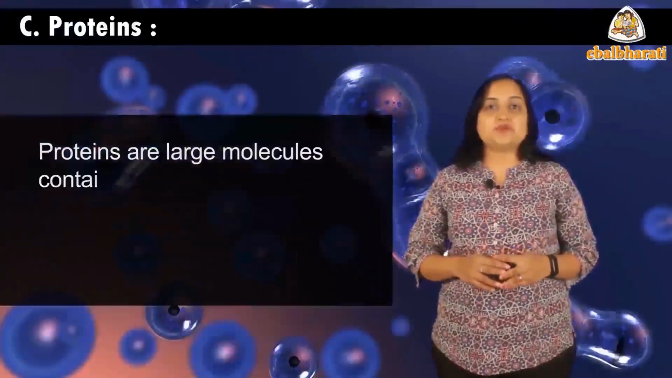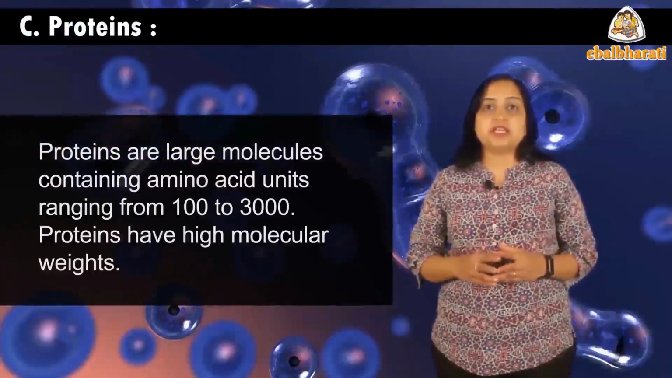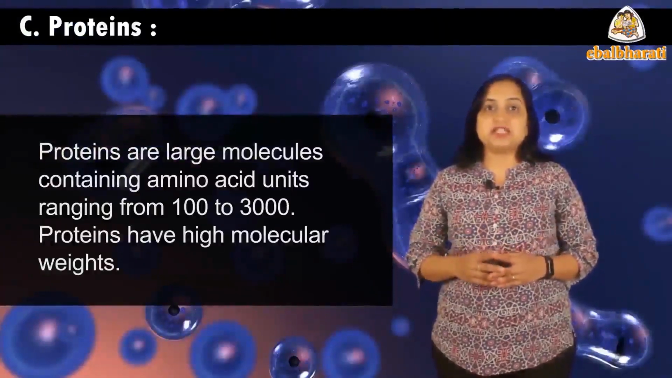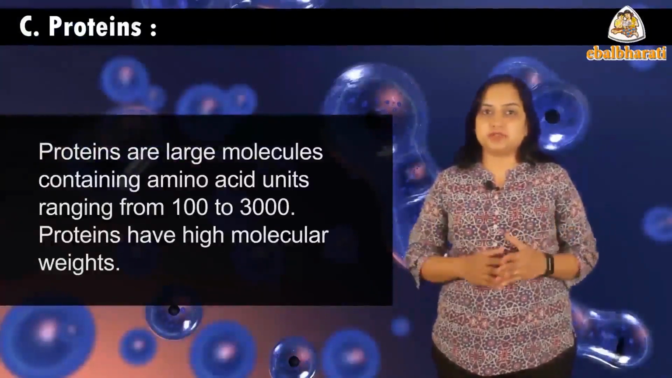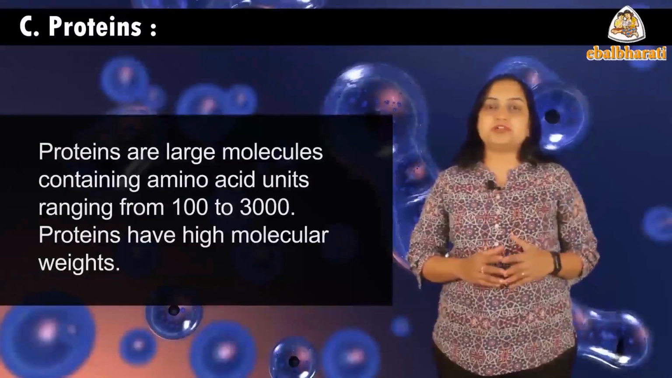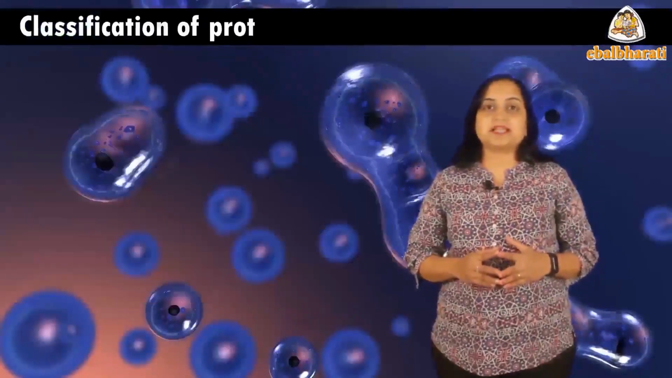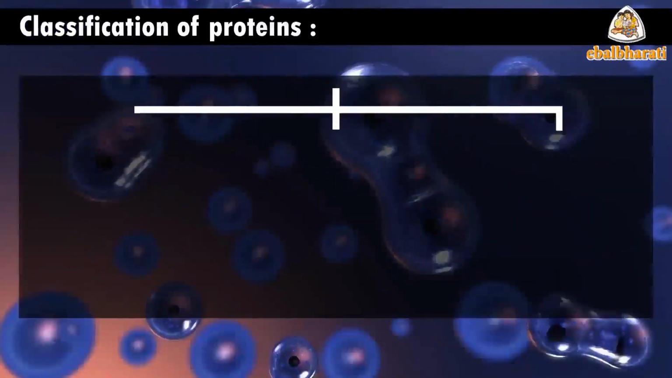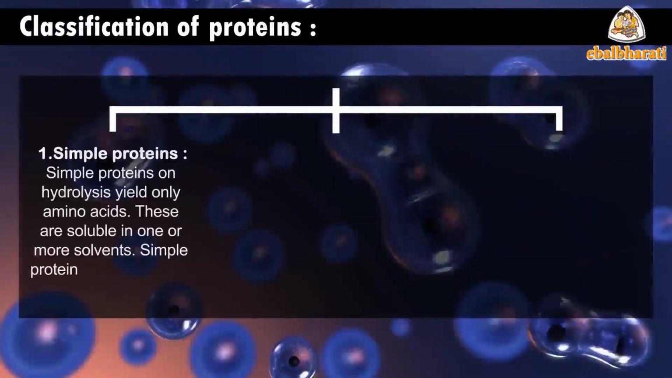Proteins. Proteins are large molecules containing amino acid units ranging from 100 to 3000. Proteins have high molecular weights. Classification of proteins. First, simple proteins. These are proteins which on hydrolysis yield only amino acids. These are soluble in one or more solvents. Simple proteins may be soluble in water.